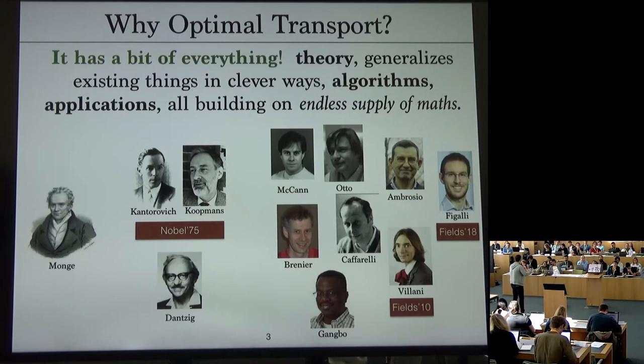And then there was a wave of works by notably a very famous mathematician from Russia, Kantorovich, and Koopmans, an economist from the US, who got a Nobel Prize for their work in this field. Dantzig is the father of linear programming in the sense he devised the network simplex. And then for a few years, there was not much going on in optimal transport, until mathematicians actually from the PDE world captured this problem and provided a neat and very nice formulation to study it.